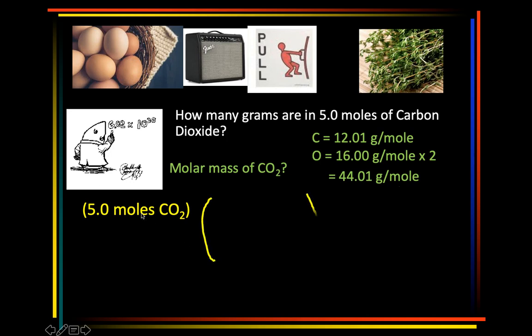I want moles to cancel, so I'm going to set up my brackets, set up my conversion. Moles will need to go in the opposite spot. So if it's on the top now, it goes on the bottom in my conversion. So the mole is just 1. So when there's no number written, remember 1 is implied. And then that's equal to 44.01 grams of CO2 on the top. This time, moles will cancel. I'm left with grams, which is what the problem was asking for.